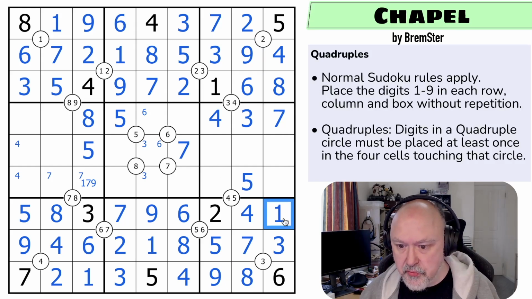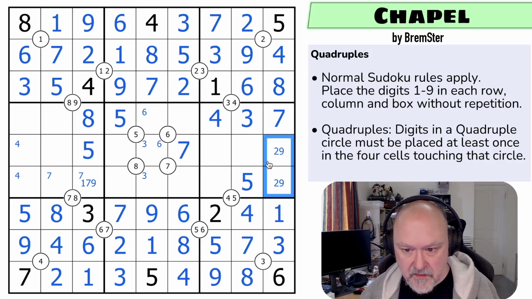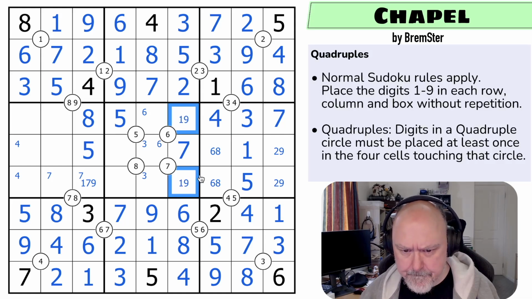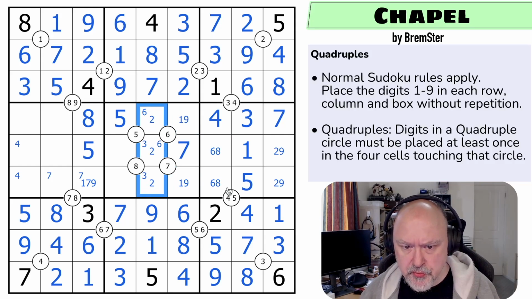So 1, 2, 3, 4, 5, 6, 7, 8. These are 2 and 9. This one is just the 1. So 1, 2, 3, 4, 5, 6, and 8 go into those. Not sure how to resolve that one yet. So this column is missing the 1 and the 9. So these are 1 and 9. This column, 2, 3, and 6. Well, there's no 3 there. There's no 6 there because of the quadruple.